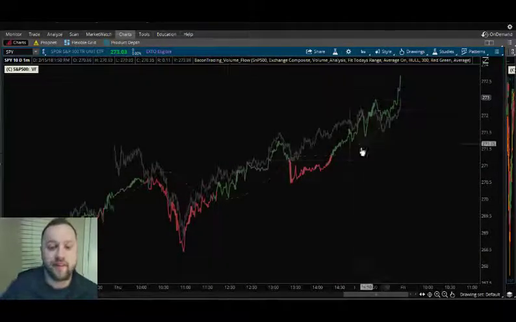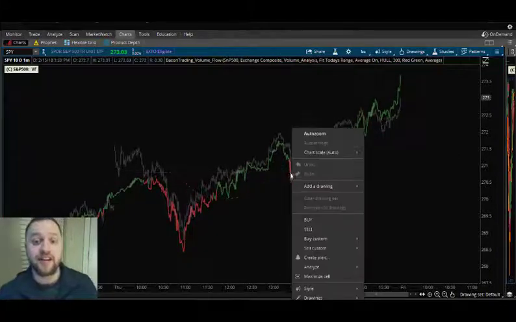Hey traders, I want to show you volume flow. Let's look at the settings.